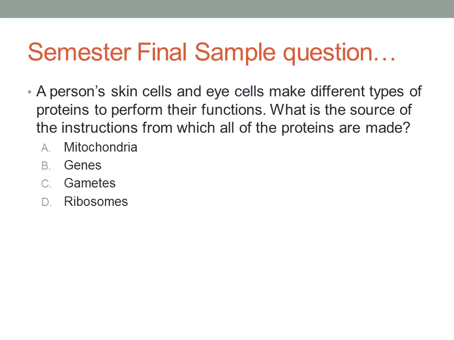So here's a sample question. A person's skin cells and eye cells make different types of proteins to perform their functions. What is the source of the instructions from which all the proteins are made? Is it A, the mitochondria, B, genes, C, gametes, or D, ribosomes? The best answer for this one is B, genes. Remember, genes are sections of DNA that code for specific traits and proteins.